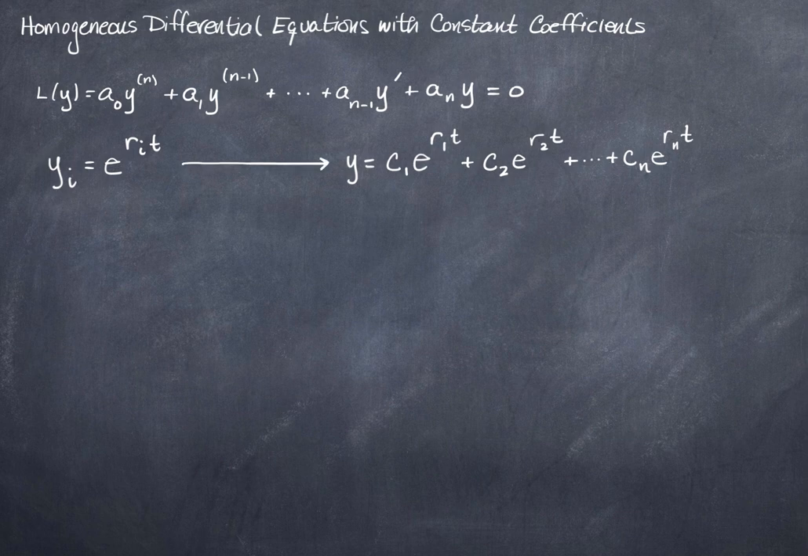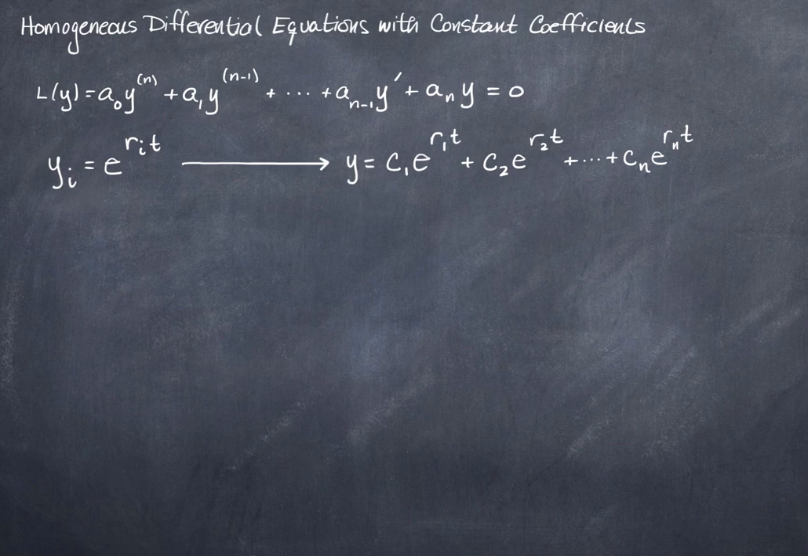Now, it's important to note that I'm only going to have n different solutions like this if there are n distinct solutions to the characteristic equation. So the roots of the characteristic equation have to be real. No two are equal. And only then can we say we have n distinct solutions to the differential equation. But if we do, then we can say that these functions are linearly independent. And that's when we get to say that the solution looks like this, right?